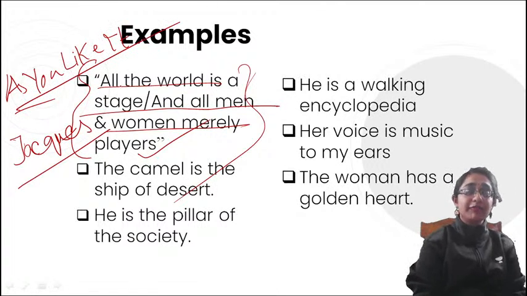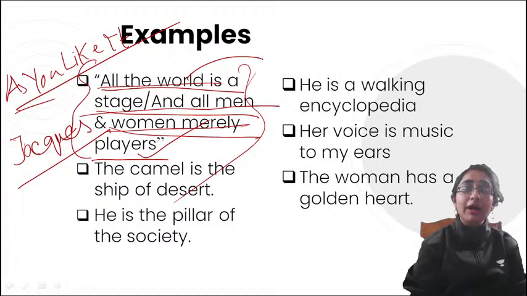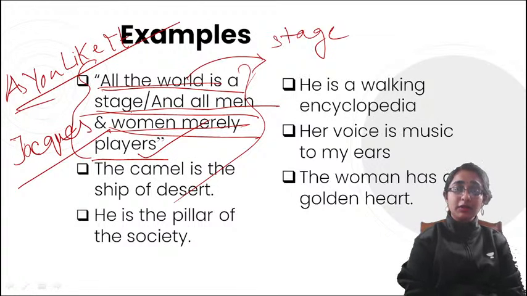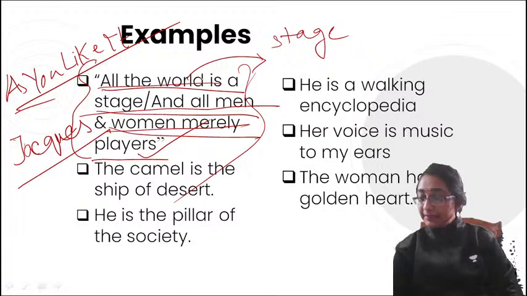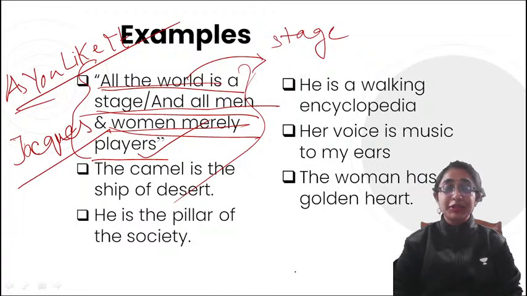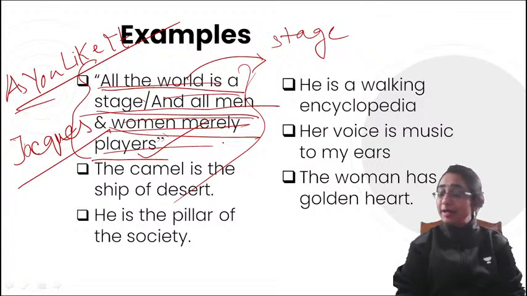Now, what is the point of comparison? All the world is a stage and all men and women merely players. So here the world is compared to a stage. But you can see there is no point of comparison. It is not said that all the world is like a stage. The word like is not there. It is from As You Like It. Jacques is the speaker from Shakespeare's play. Very famous speech.